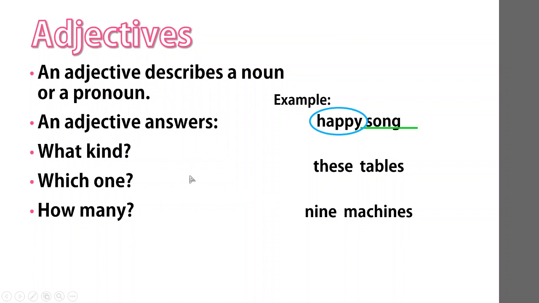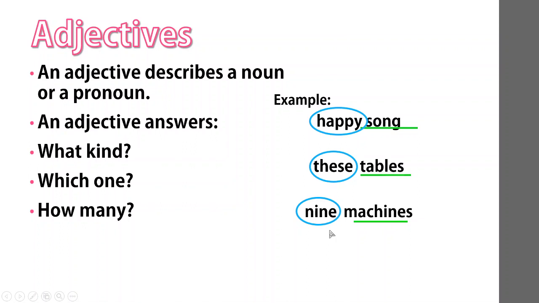Next, which one? All right. Again, we have here tables, and we can say these tables. So these is considered an adjective in this phrase because it describes the noun or pronoun, and it answers the question which one. Okay. And finally, the question how many. We have here machines. How many machines do we have? We have 9. So 9 is an adjective because it describes the noun or the pronoun.